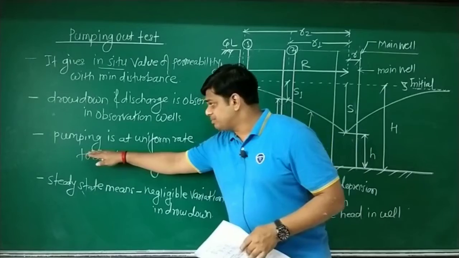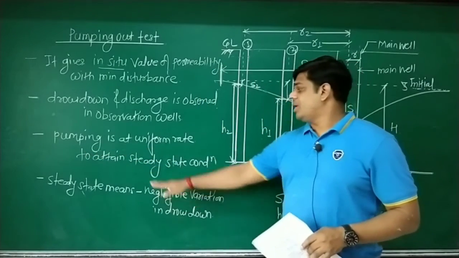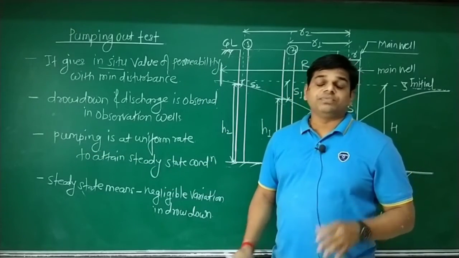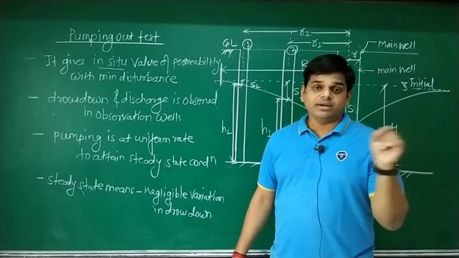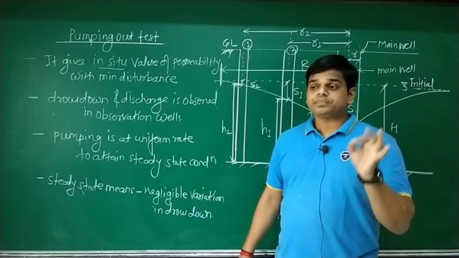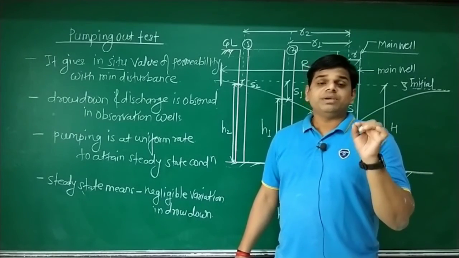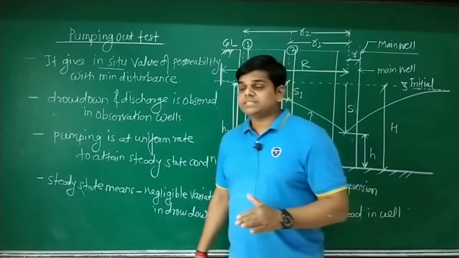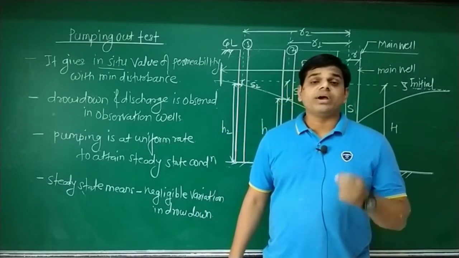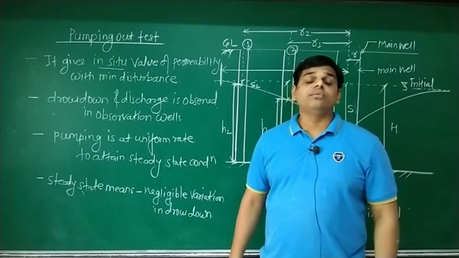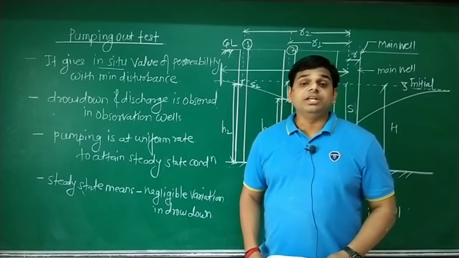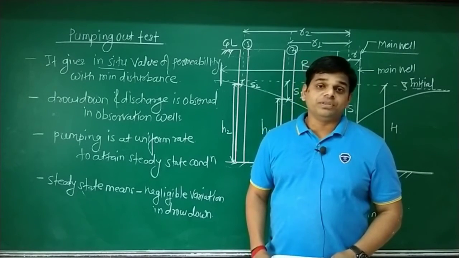Next important point is pumping is at uniform rate to obtain steady state condition. This is a very important line, you mark it by underlining with a different color pen. What is meant by steady state? Steady state is the condition where there is a possibility of very negligible changes in drawdown.